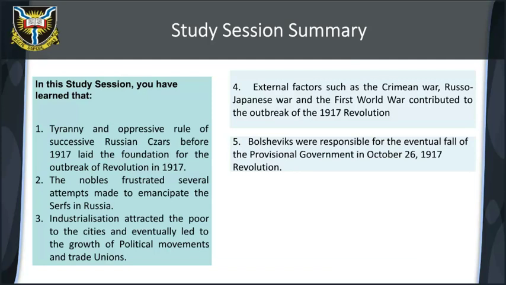4. External factors such as the Crimean War, Russo-Japanese War, and the First World War contributed to the outbreak of the 1917 revolution. 5. Bolsheviks were responsible for the eventual fall of the provisional government in the October 26, 1917 revolution.